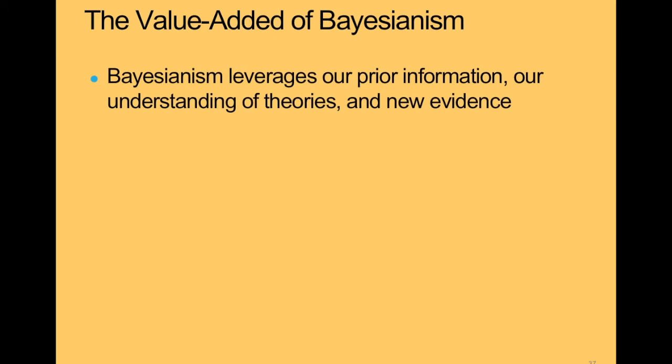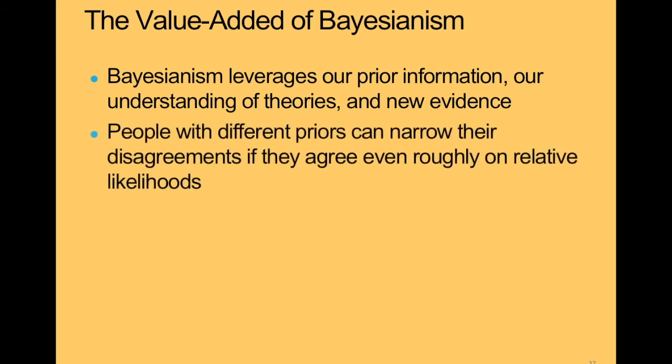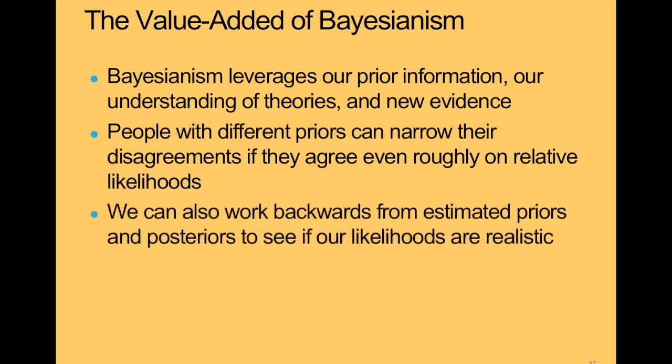Okay, so what's the value added of formal Bayesianism? Well, Bayesianism leverages our prior information, and it uses our understanding of theories, and it uses new evidence to reach new estimates of the relative likelihood that different theories or explanations are true. As I said, if people start with different priors, they may be able to narrow their disagreement, even if they don't fully agree on the relative likelihoods of evidence. As long as they can agree that the likelihoods of evidence point in one direction or the other, they will narrow their disagreement from their disagreement over the prior to a narrower disagreement over the posterior, right?